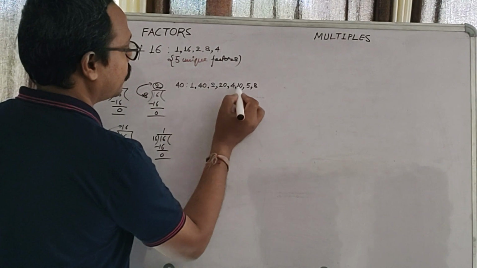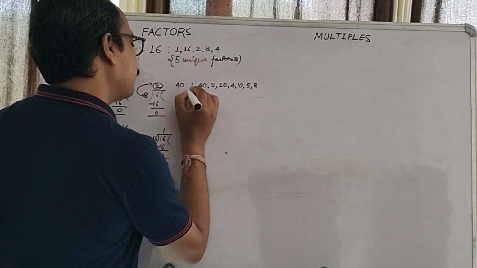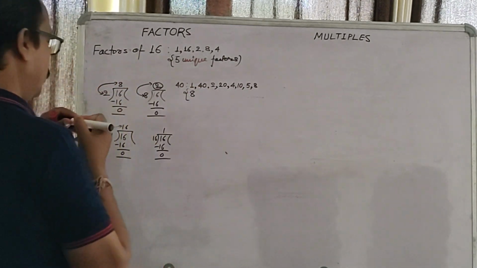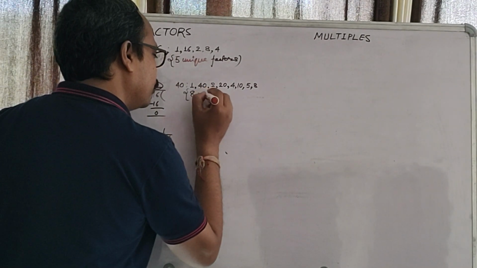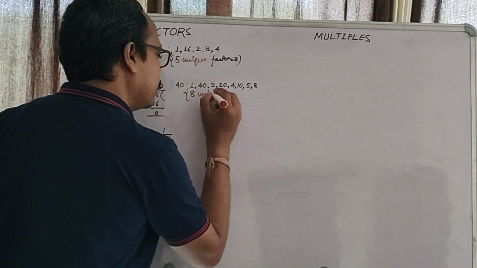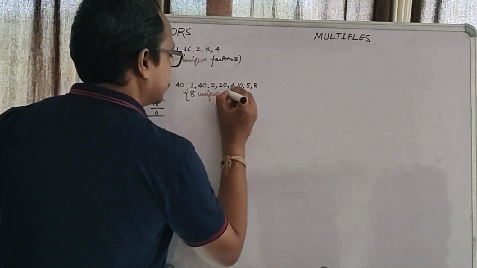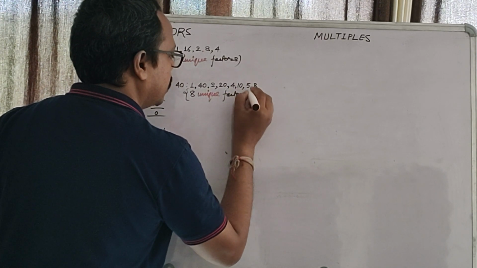1, 2, 3, 4, 5, 6, 7, 8. Right? You can say this 40 has how many unique factors? 8 unique factors. Right? 8 unique factors.